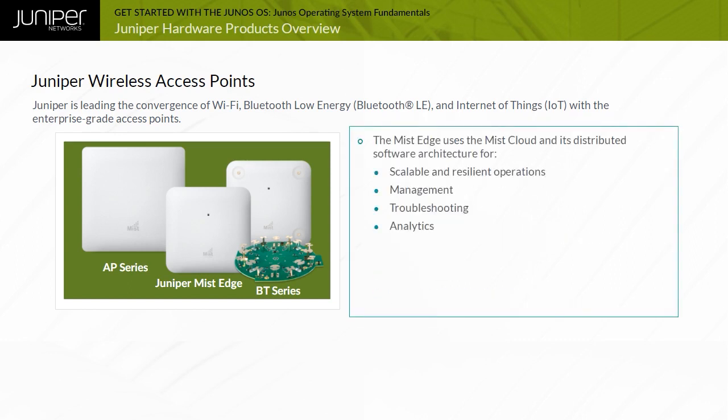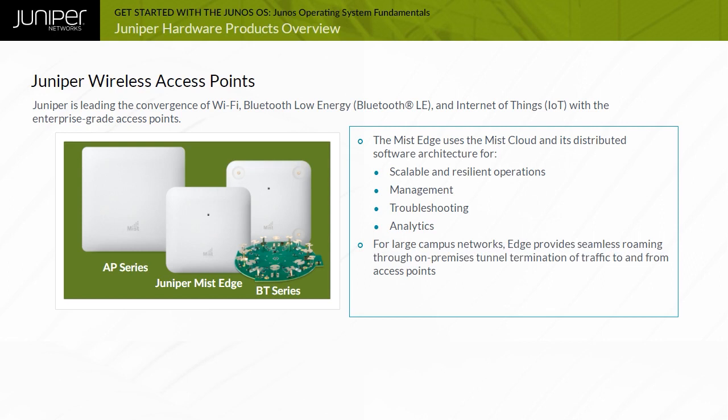The Mist Edge uses the Mist Cloud and a distributed software architecture for scalable and resilient operations, management, troubleshooting, and analytics, all without the need for legacy wireless controllers. For large campus networks, Edge provides seamless roaming through on-premises tunnel termination of traffic to and from access points. Mist Edge extends VLANs to distributed branches and telecommuters to replace remote VPN technology. Split tunneling enables guest access and corporate traffic, and Edge provides dynamic traffic segmentation for IoT devices.